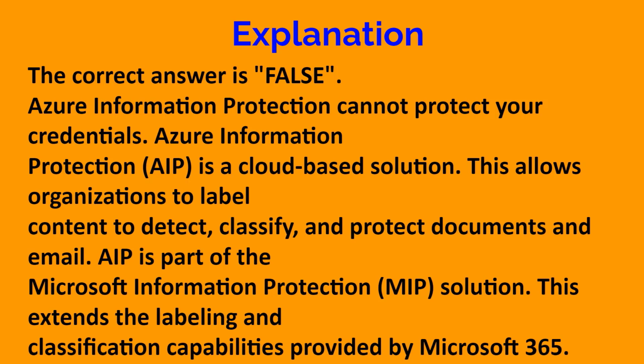Azure Information Protection, AIP, is a cloud-based solution. This allows organizations to label, detect content, classify, and protect documents and email. AIP is part of the Microsoft Information Protection, MIP, solution. This extends the labeling and classification capabilities provided by Microsoft 365.